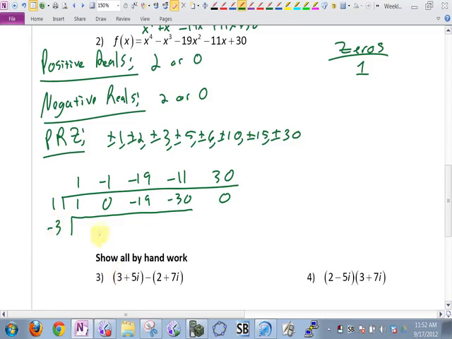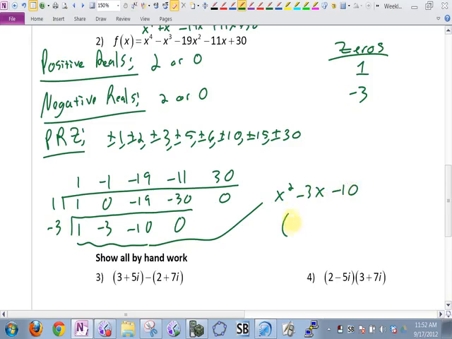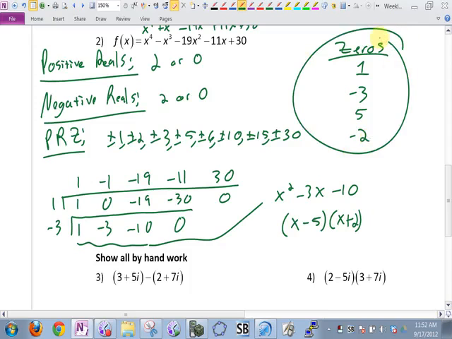Negative 3, you say? 1. Negative 3 and 0 is negative 3. Positive 9, negative 19 is negative 10. Positive 30 and negative 30 is, in fact, 0. Nice. So now we have the depressed polynomial, x squared minus 3x minus 10, and that factors down to x minus 5, x plus 2, so it was positive 5 and negative 2 that worked. Okay? Very nice.